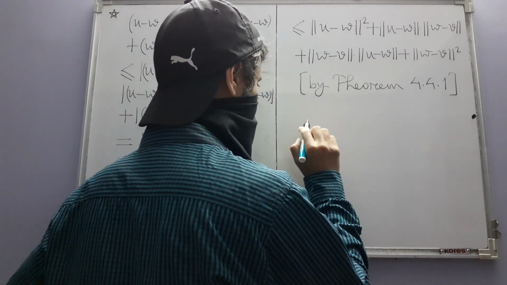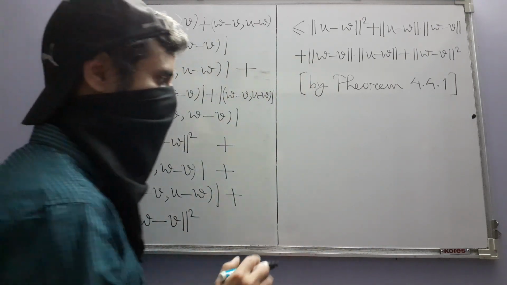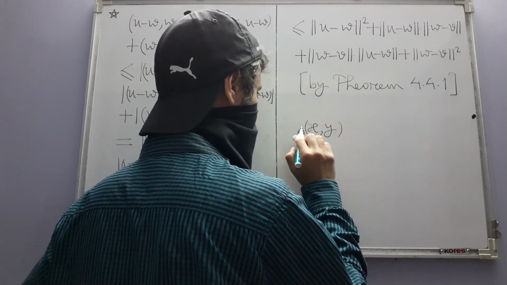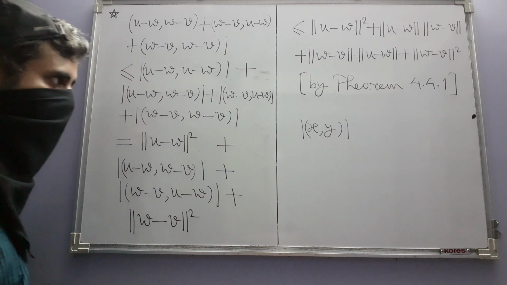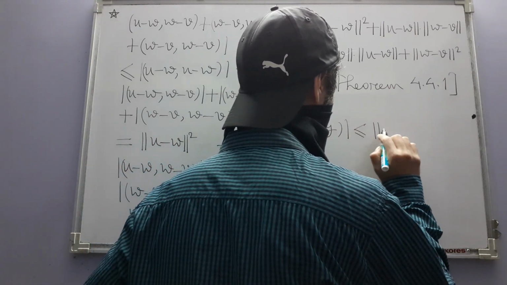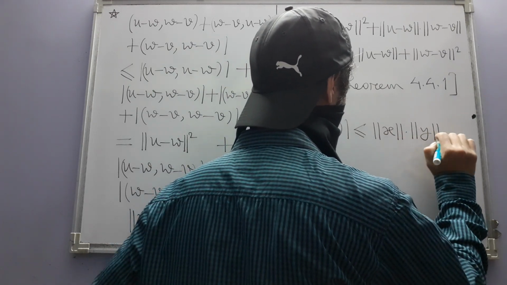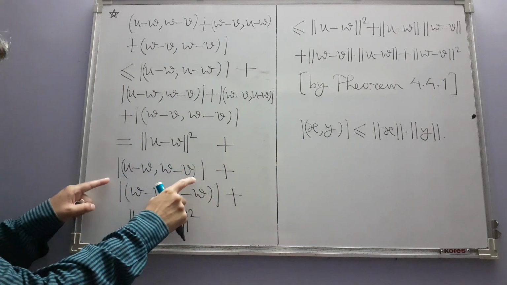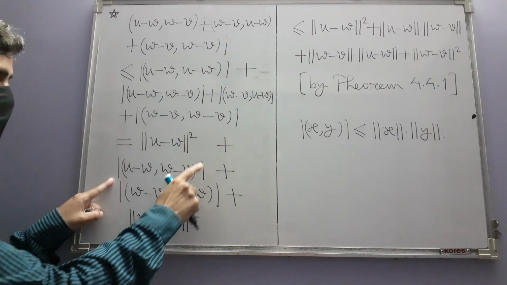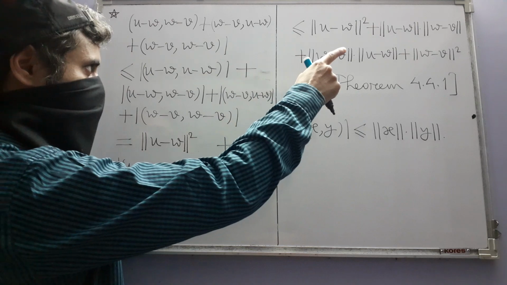That says that in an inner product space, if you have two vectors x and y, then the absolute value of their inner product is less than or equal to the product of their norms. That's what we have used here. We have replaced the absolute value of this inner product by the product of the norm of u minus w and w minus v.